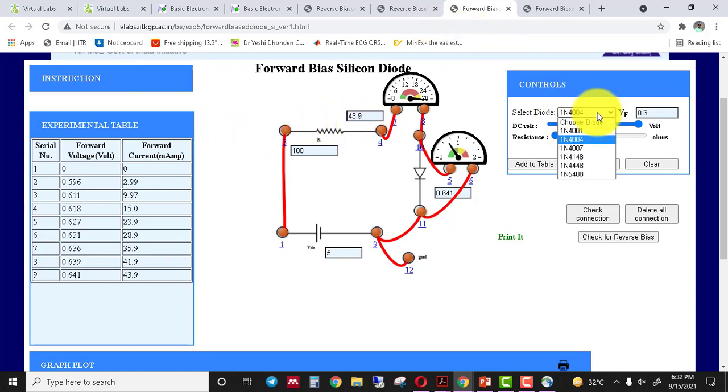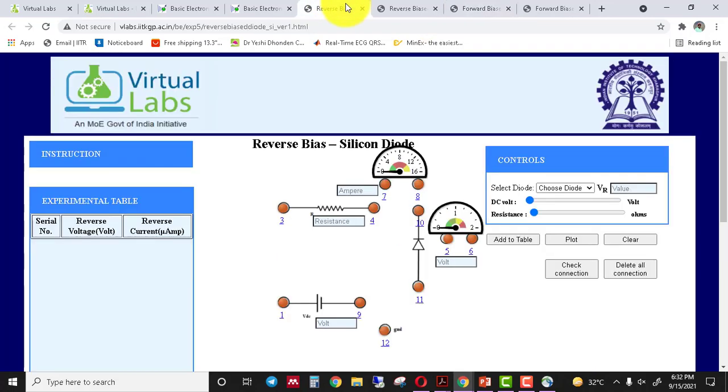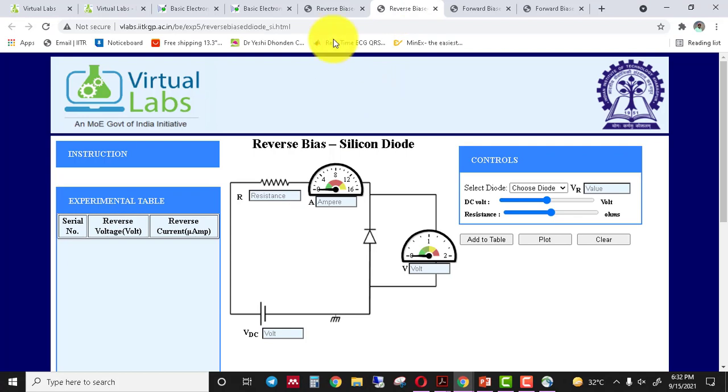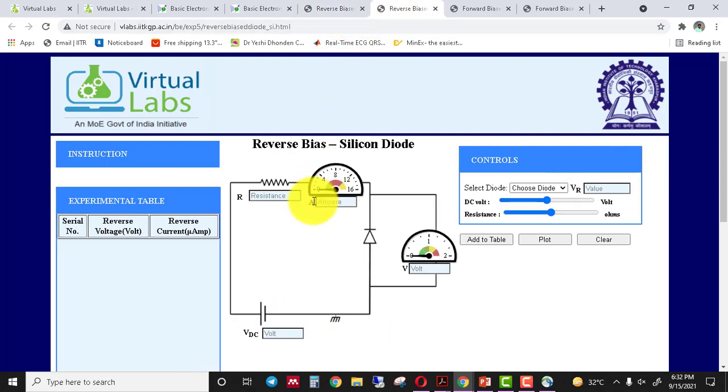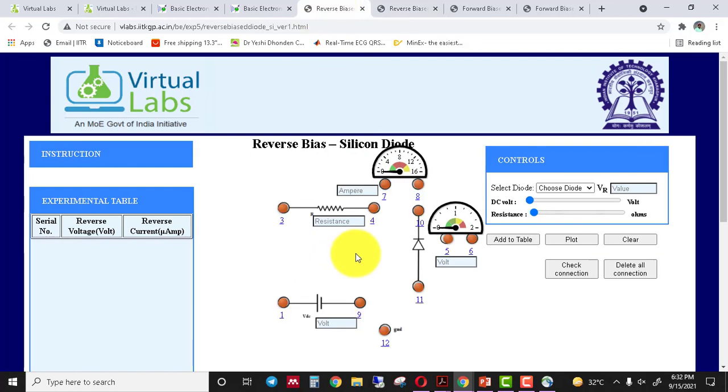So here you can choose any diode to perform the experiment. This is a diode number, and the forward voltage corresponding to the diode number is different. So you have to choose any diode to perform the experiment. So now go to the reverse bias condition. So in the reverse bias condition, we have two simulators already available. In the first simulator the circuit is already available, but in the second simulator you have to make a circuit first.